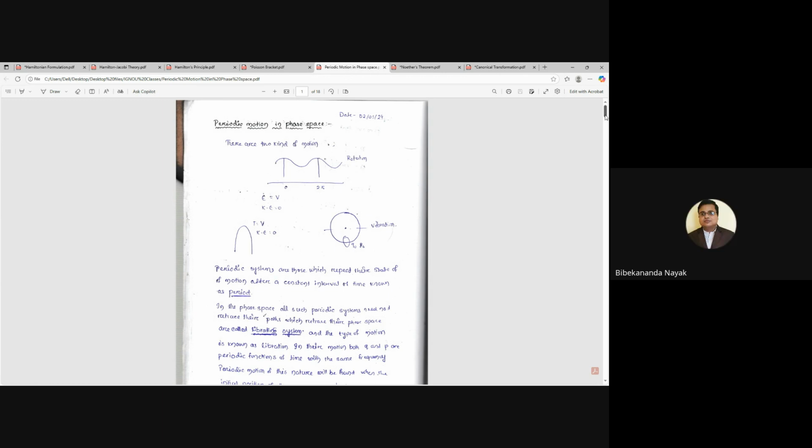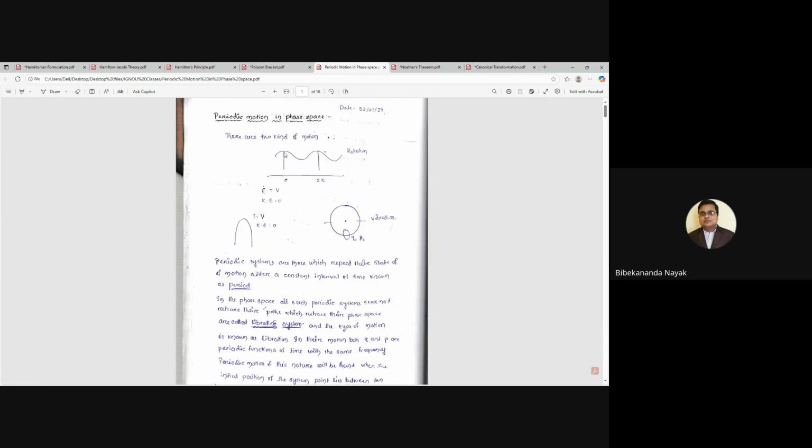So there is another thing, which is periodic motion in phase space. Phase space means q-p space. Periodic means it has a time period. After a regular interval of time, it changes its position and can come back to its original position, just like your sine wave, cos wave, circular motion, elliptical motion, or hyperbolic motion. In a sine wave, 0 to 2 pi repeats, then 0 to 2 pi again.